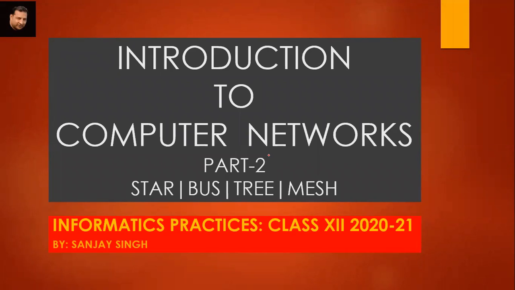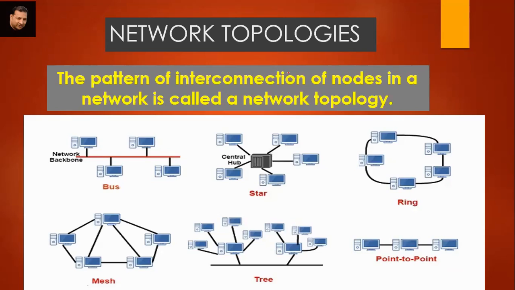So today in computer networks, we are going to discuss various topologies like star, bus, tree and mesh. So the first topic is network topologies. It is the pattern of interconnection of nodes in a network. As you can see, there are various patterns as shown in the image in which different nodes are connected. You can have bus, star, ring, mesh, tree, point to point, etc. Let us see them one by one.